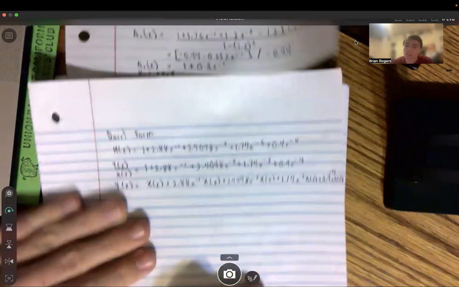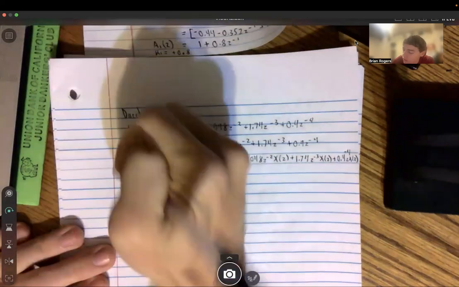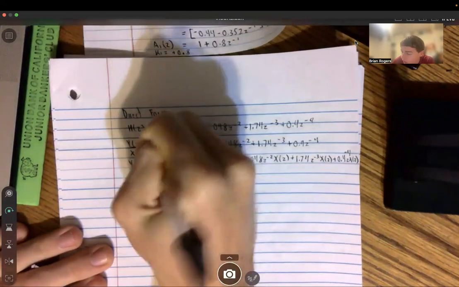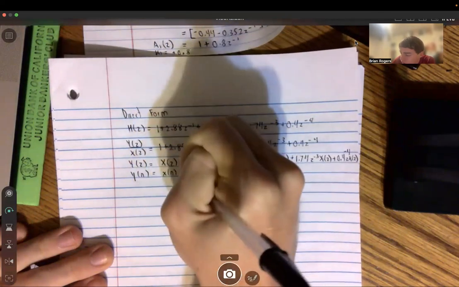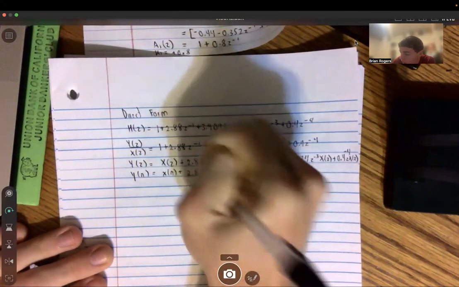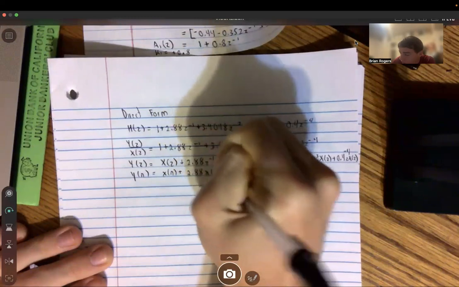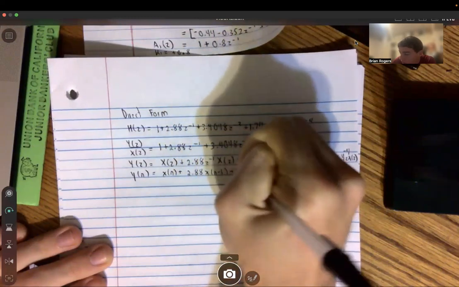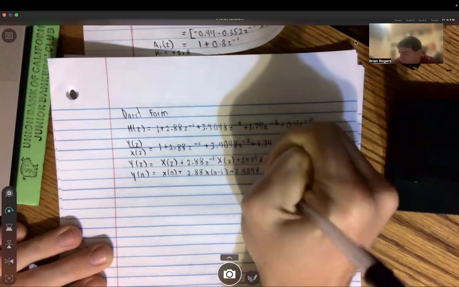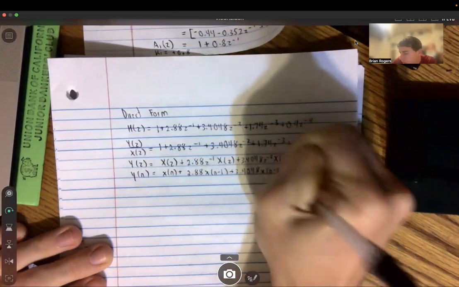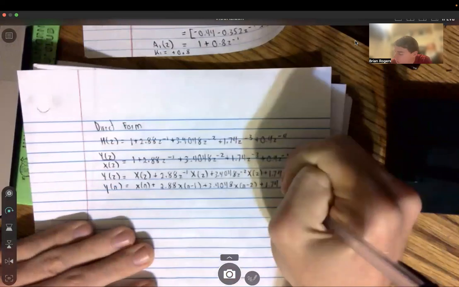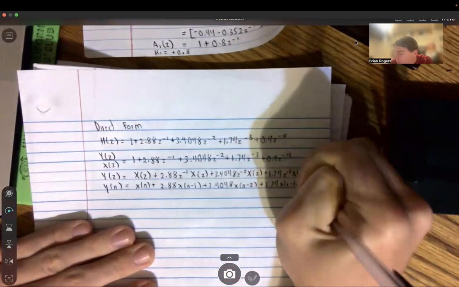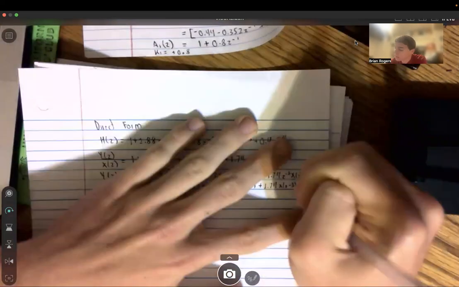Okay, now when we take the inverse z transform, what you're going to notice is you'll get y of n equal to x of n plus 2.88 x of n minus 1, plus 3.4048 x of n minus 2, and then plus 1.74 x of n minus 3, and then here we're going to get plus 0.4 x of n minus 4.